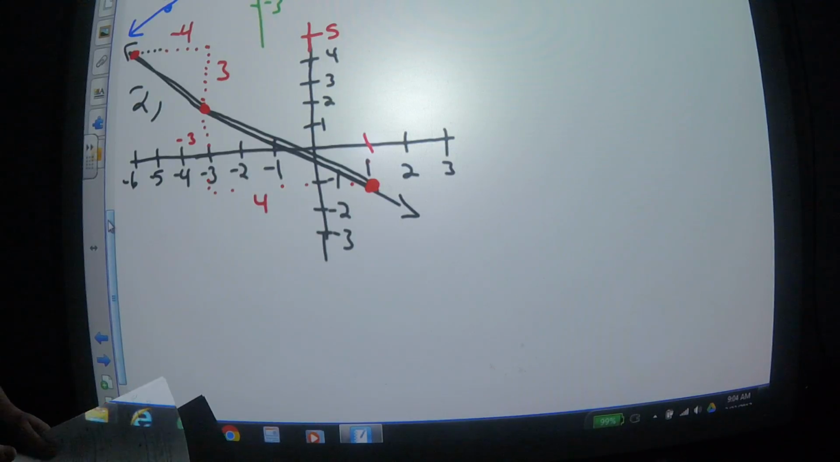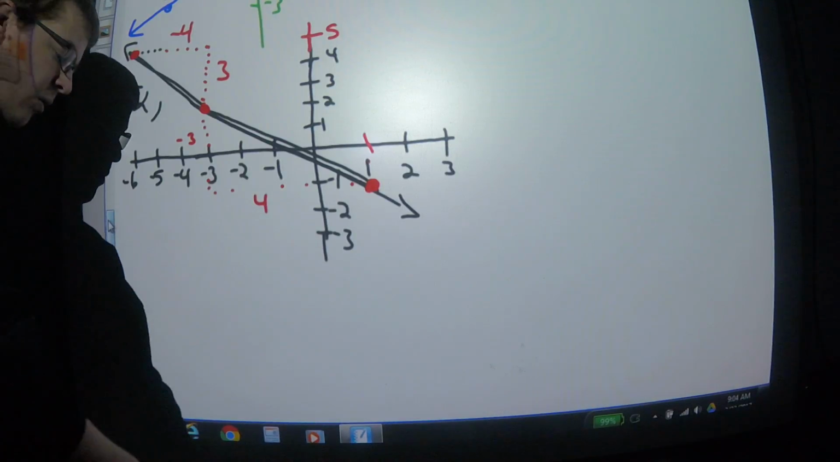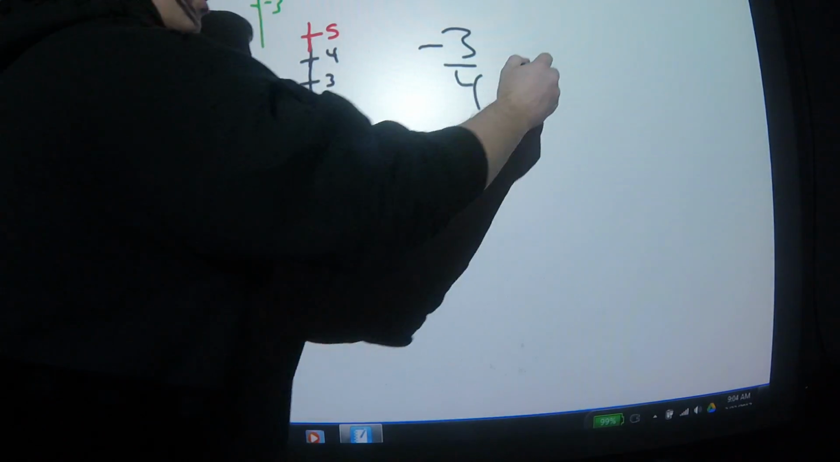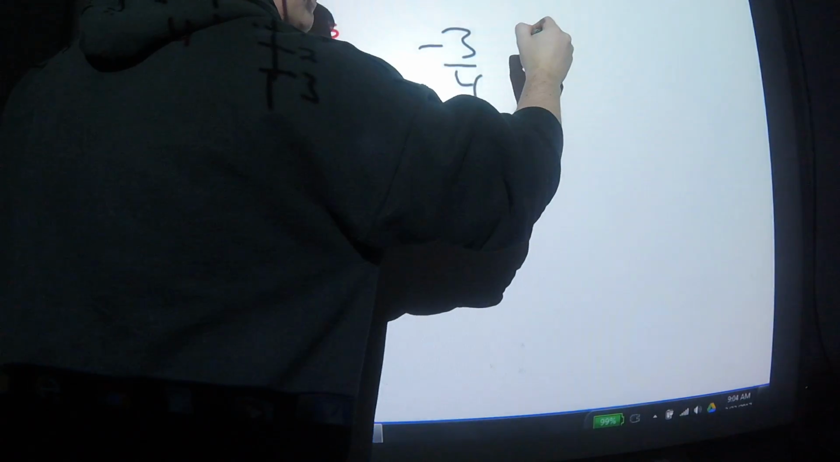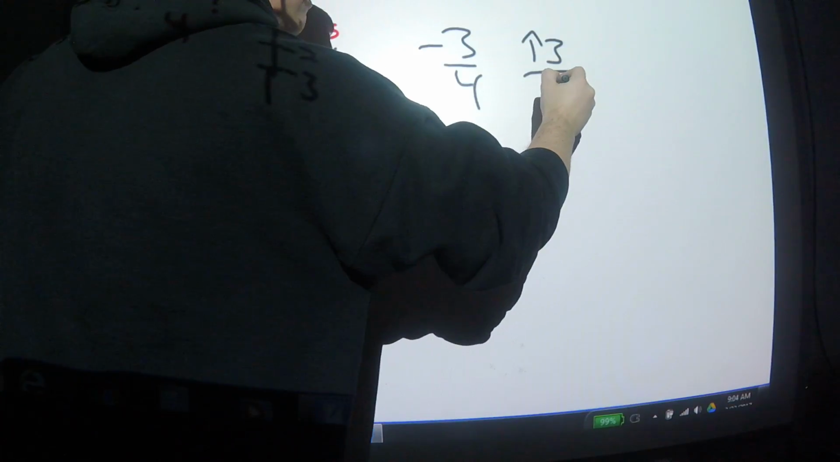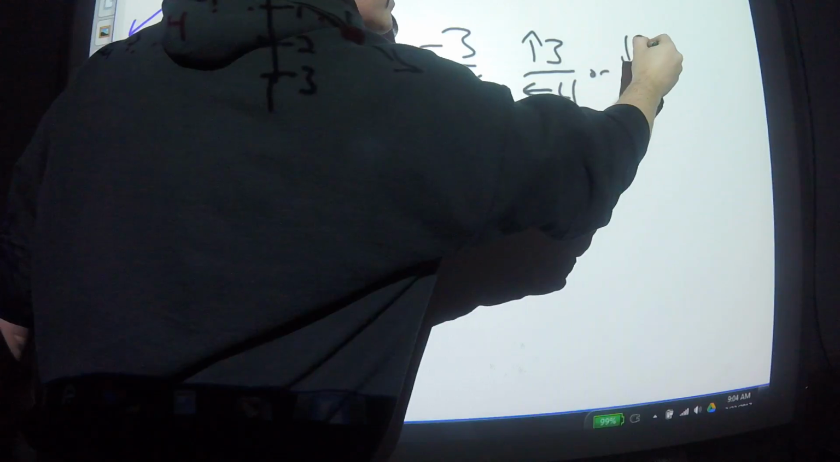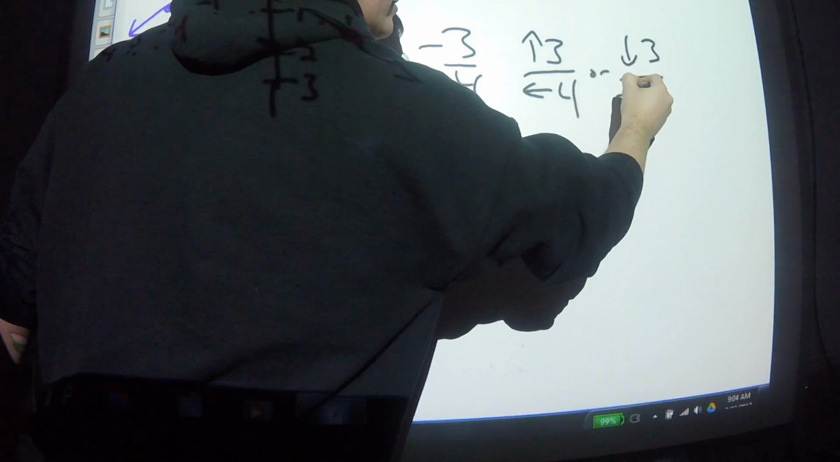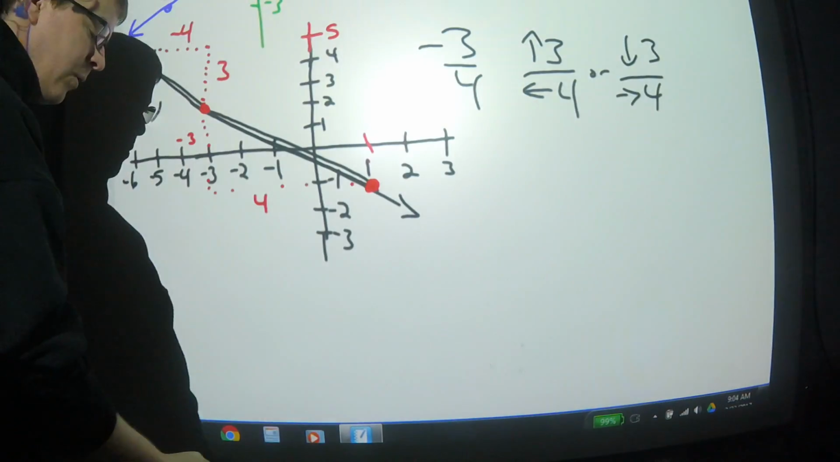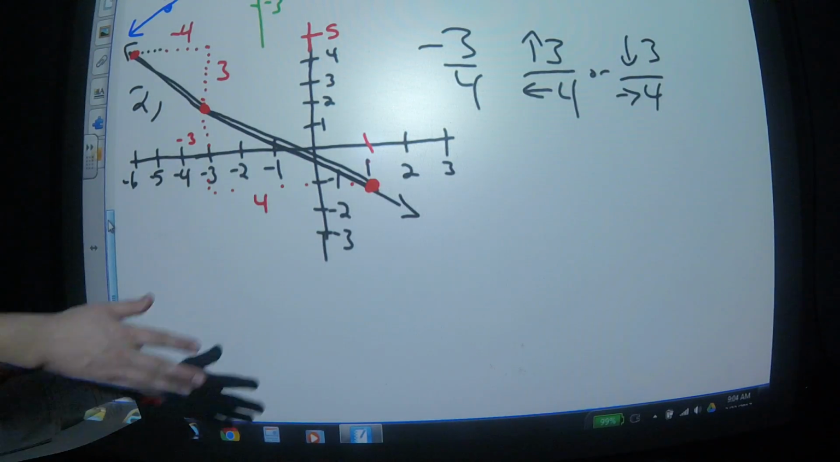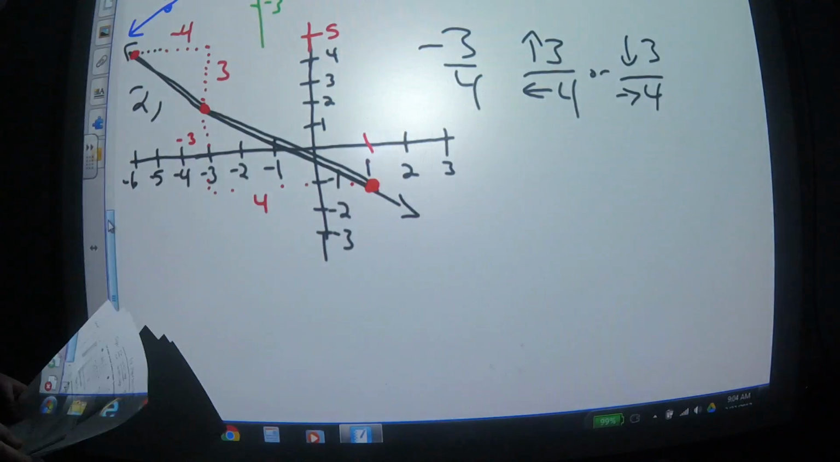It doesn't matter. Okay? With this slope, -3/4, you can go up 3 and left 4, or you can go down 3 and to the right 4. Either one will not matter, because either way, it's still a negative slope. That is still a negative slope no matter which direction you go.